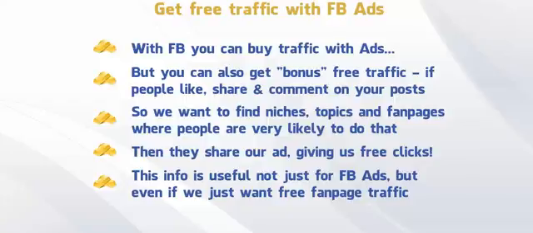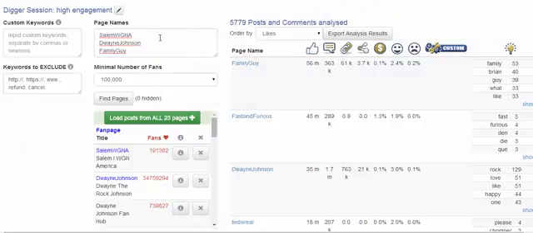And that's important because the more free traffic we get, the more money we're going to make without any additional ad spend. So what we want to do is find pages, topics and fan pages where people are very likely to do that. Then they'll share our ad, giving us free clicks. And by the way, this is useful not just if you're a Facebook advertiser, but even if you've just got a fan page and you want to get free traffic in general.